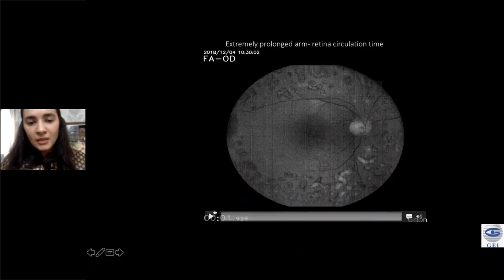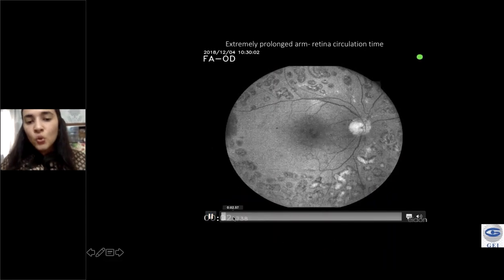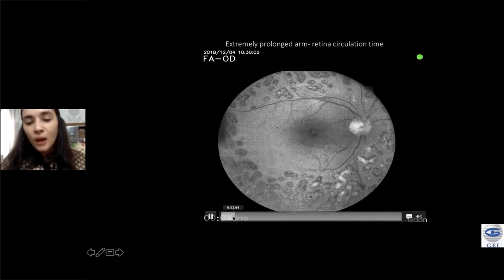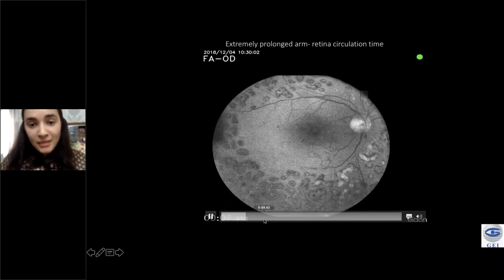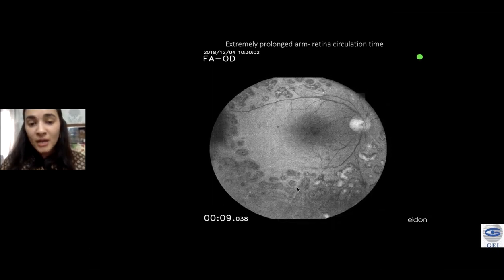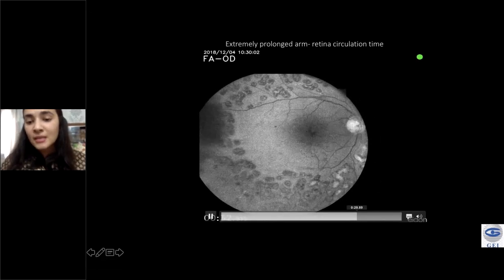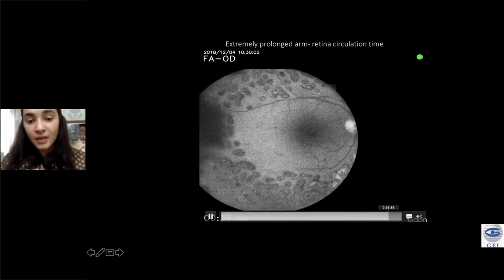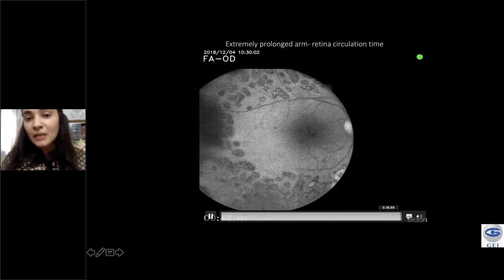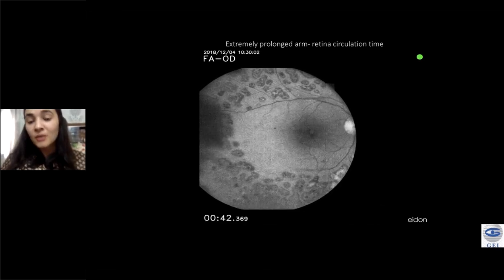So we went ahead and did an angiography of the patient. If you notice, normally you would expect the dye to come into the eye at 8 seconds, 10 seconds, or even 12 seconds. But in this gentleman, despite waiting for a good 40 seconds, not even a single amount of dye entered the eye. So there was an extremely prolonged arm retinal circulation time. There was an ocular ischemic syndrome. We did a carotid Doppler of the patient. There was carotid stenosis. We had to refer him to the cardiologist.